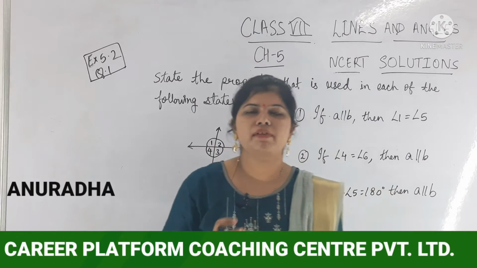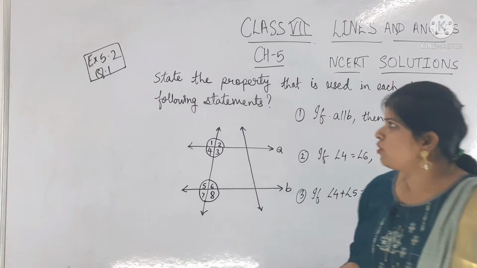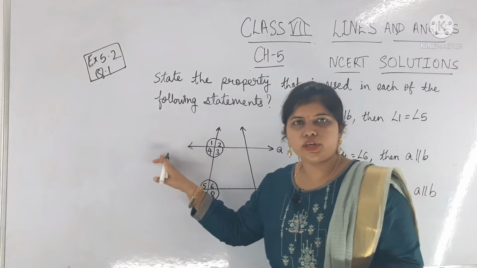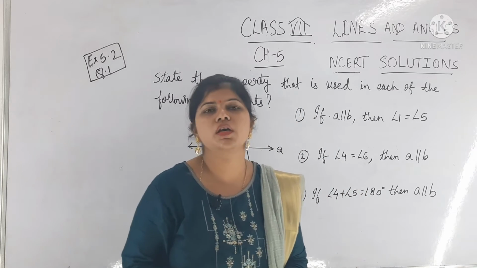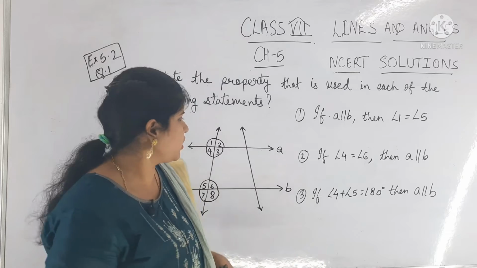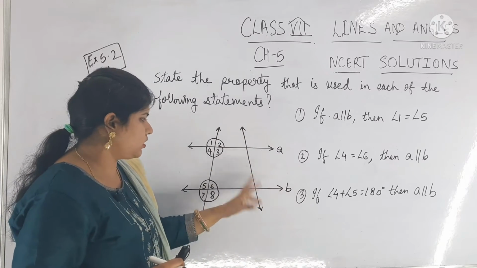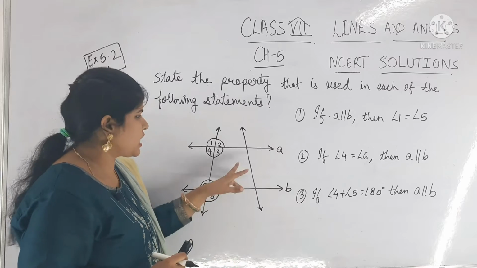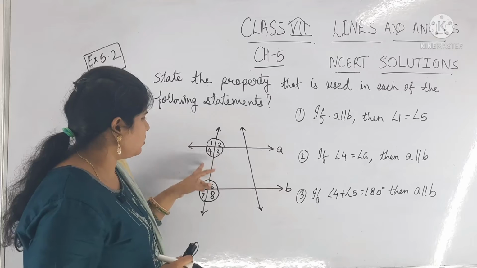Here in this video I will cover exercise 5.2 of class 7, chapter number 5. Okay, so here is question number 1. It is totally based on the transversal part. You can see here these two parallel lines, and the transversal is cutting these two parallel lines, and these are the angles.